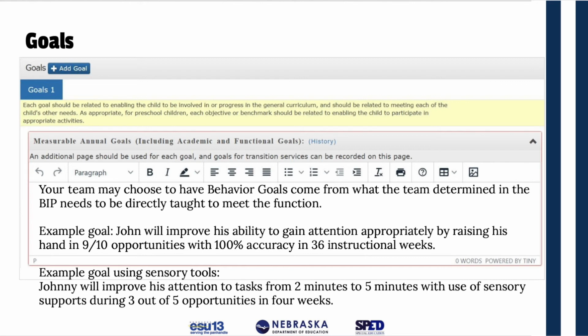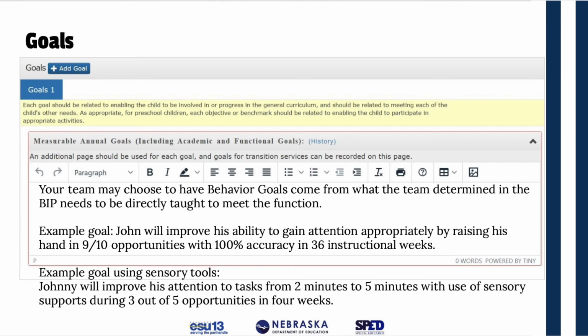So your team may choose to have a behavior goal that comes from what they have determined in the BIP needs to be directly taught to meet that function. For example, John will improve his ability to gain attention appropriately by raising his hands in 9 out of 10 opportunities with 100% accuracy. He either raises his hand or doesn't, right? And he is going to be practicing this in those 36 instructional weeks. So he will raise his hand or not raise his hand. That's measurable and observable, and he's going to do that in 9 out of the 10 opportunities given.